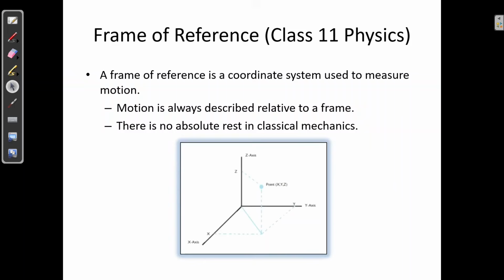Because there is nothing called absolute motion and absolute rest. Everything depends on the frame of reference that you are using to pass your judgment regarding a particular movement or rest. Okay, so I think so far it is clear.